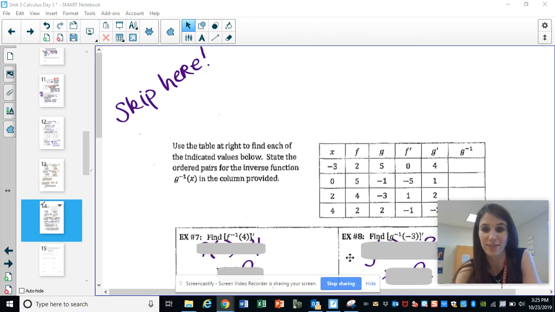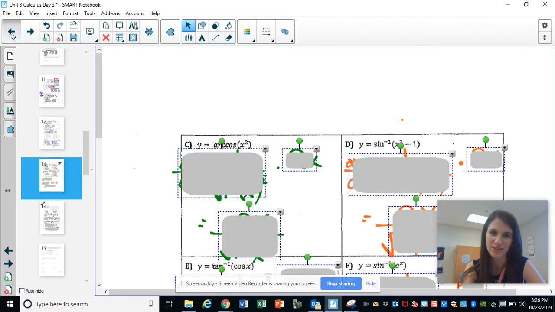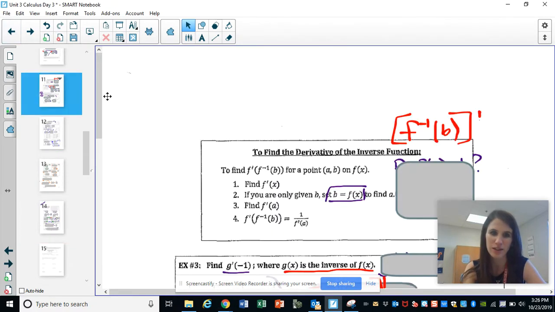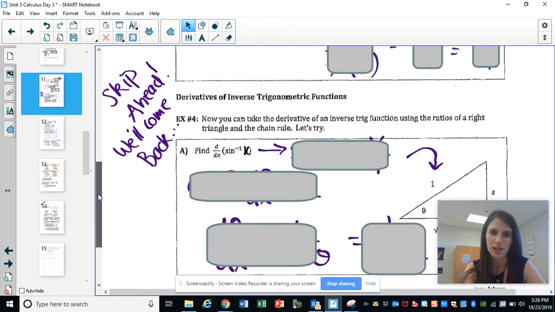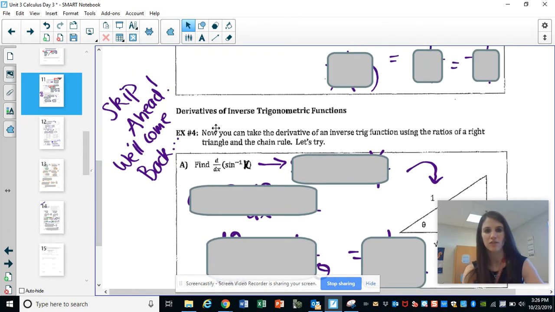All right, I'm into the last video. So we're here. We're going to go back now to the page that we skipped, where it says derivatives of inverse trig functions. Okay, so this is the other part of inverse functions that we're going to learn today.